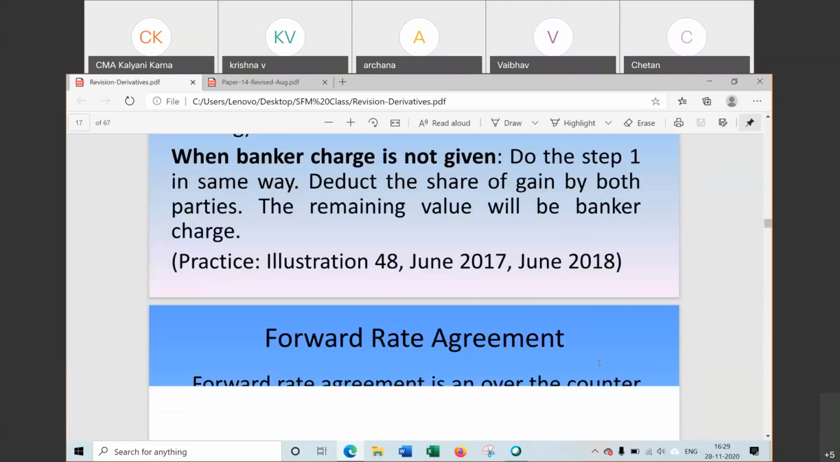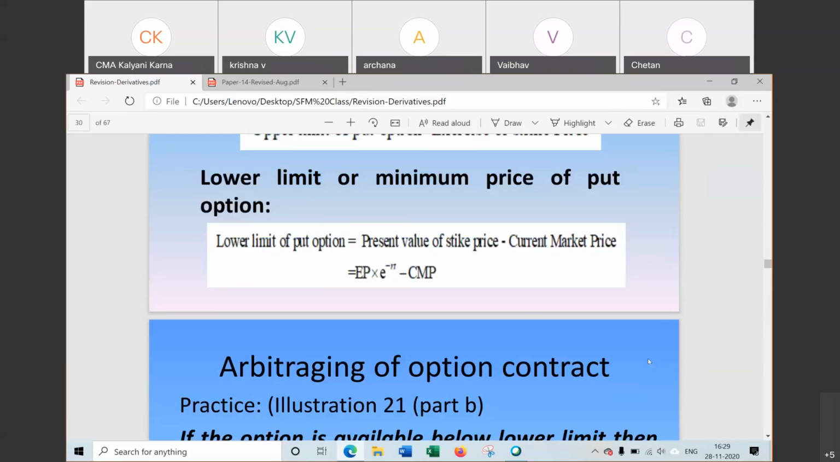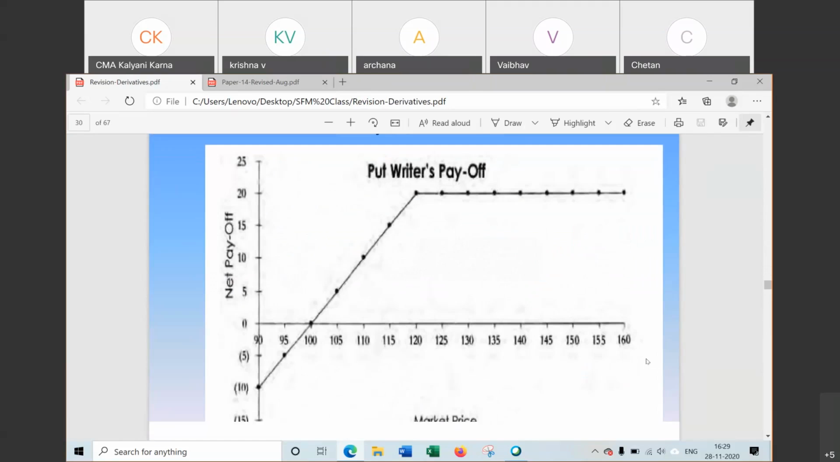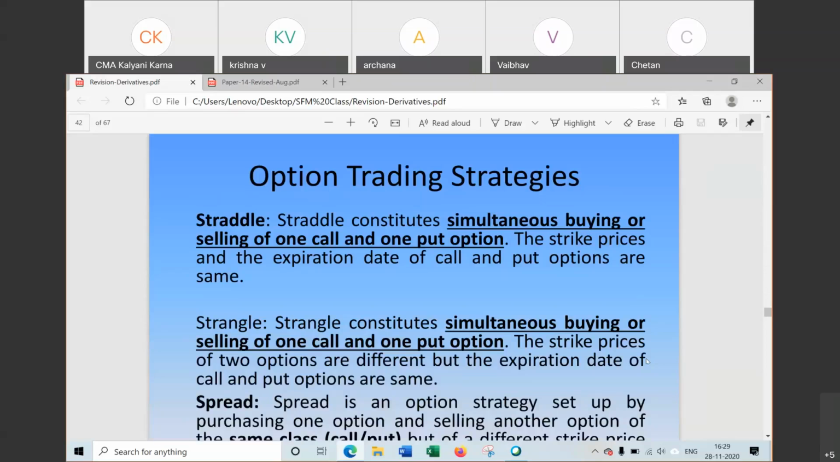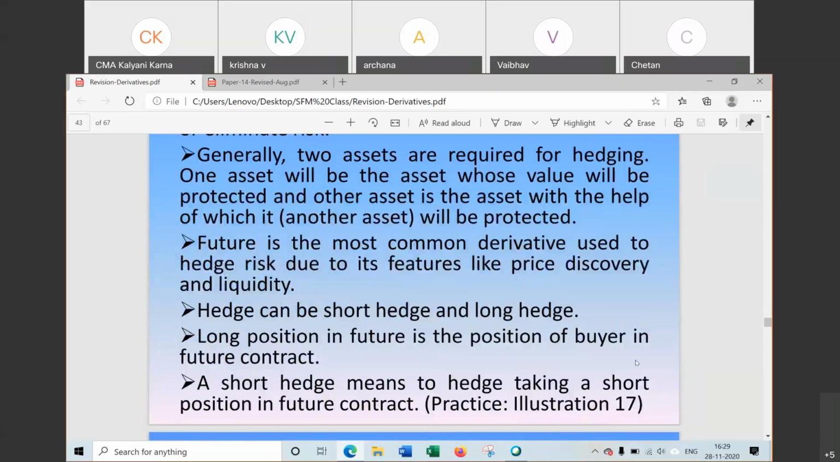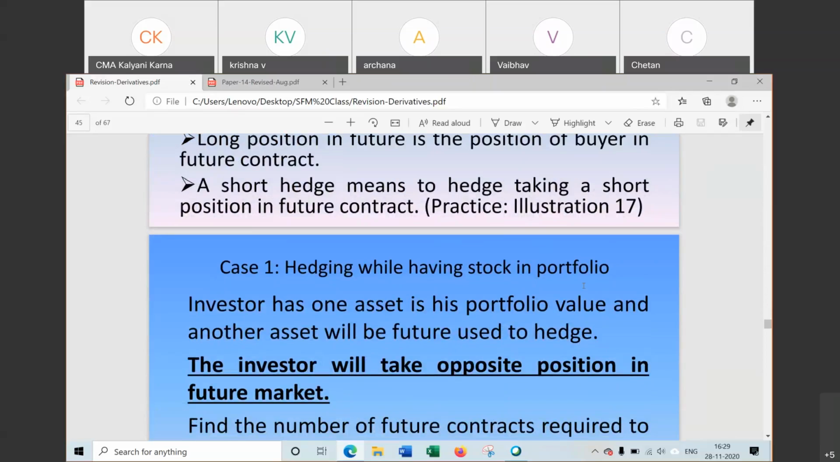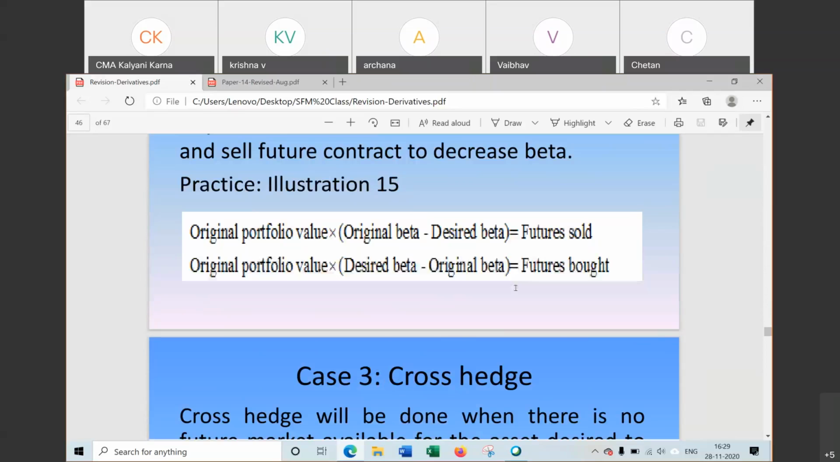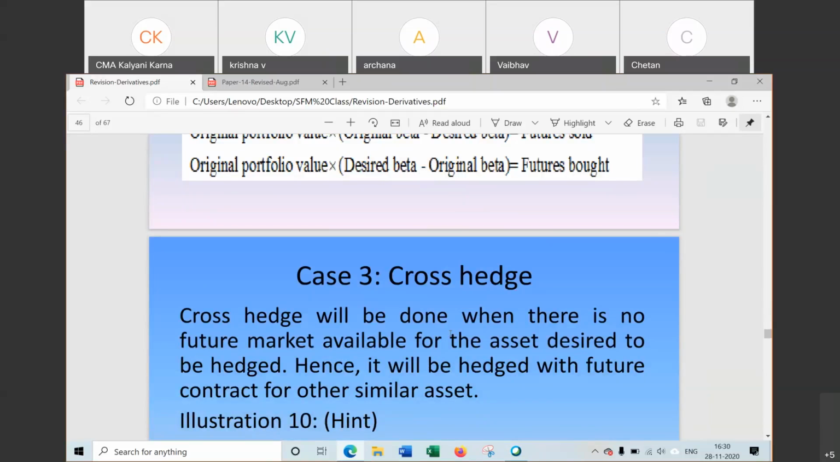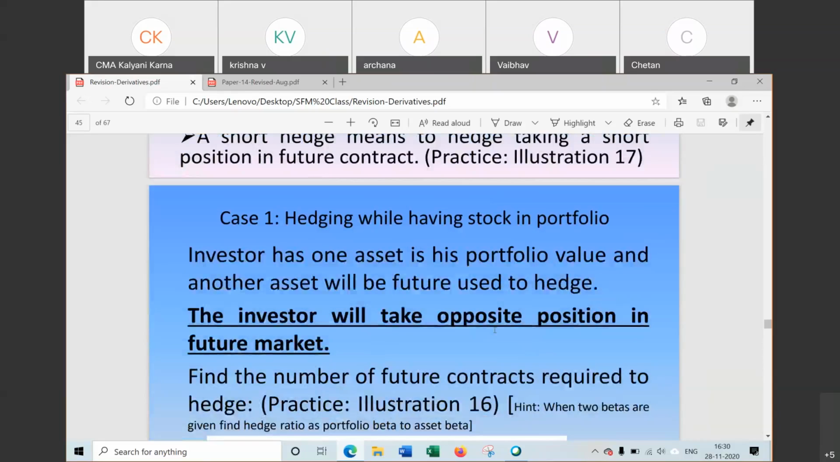Hedging will be in last. Hedging with futures. Now in the case of hedging, we have to study 3 cases. First, hedging while having a stock in portfolio. Second, hedging to modify systematic risk, and third, cross hedge. So question number 10 is for cross hedge. First is hedging while having stock in portfolio.